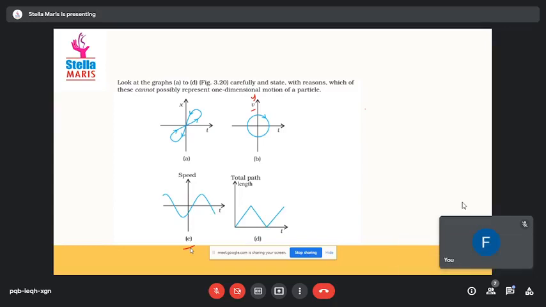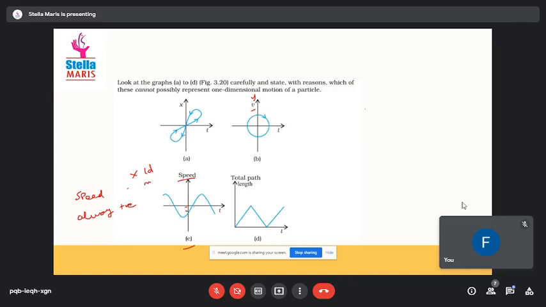C, speed cannot be negative. Very good. C is not a one-dimensional motion because speed is negative here. Speed is always what? Positive. Here speed becomes negative, which is not at all possible, right? So it is not a one-dimensional motion.